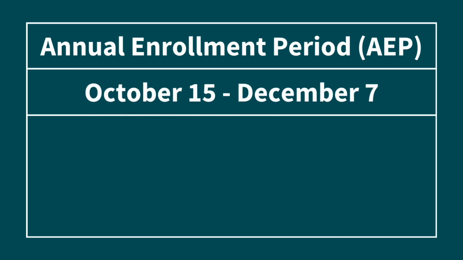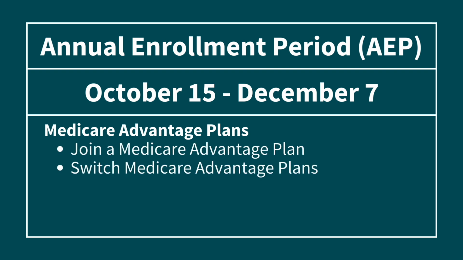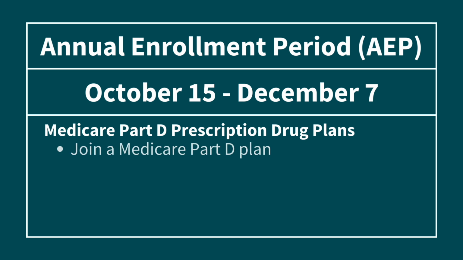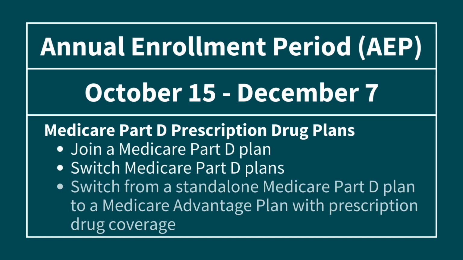And during this period, you can join a Medicare Advantage plan, you can switch between Medicare Advantage plans, or you can leave your Medicare Advantage plan and go back to original Medicare. If you're on original Medicare, you can also join or switch Part D prescription drug plans during this time. Or you can drop your standalone prescription drug plan and transfer to a Medicare Advantage plan with prescription drug coverage. So during this annual election period, there are a lot of options and a lot of things that you can do.